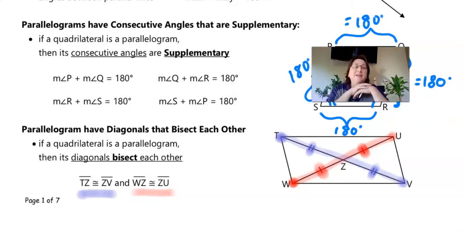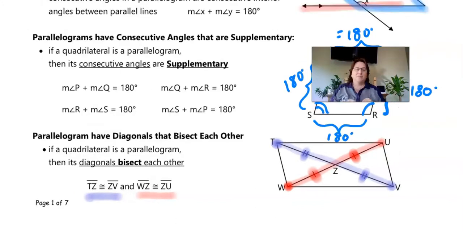Now, diagonals bisecting each other. So they're crossing each other. Guys, it doesn't matter what angle they cross each other at. They will always bisect the length, not the angles. Bisect the length of the diagonal.